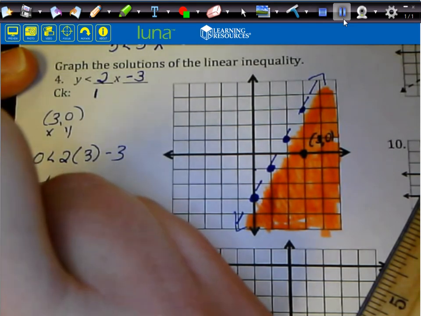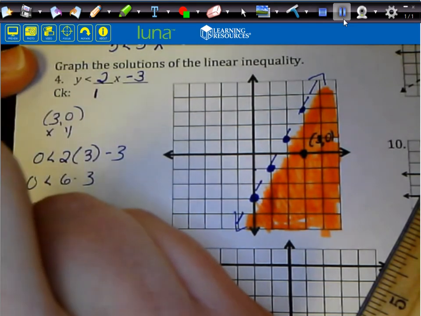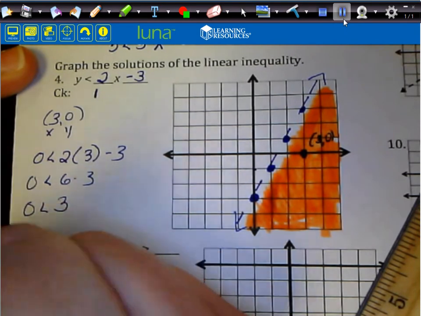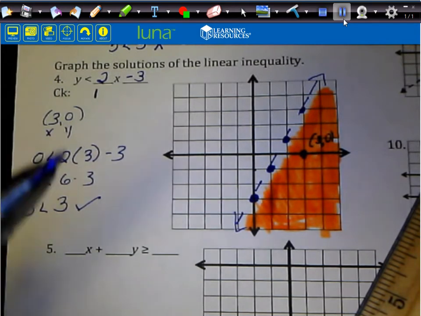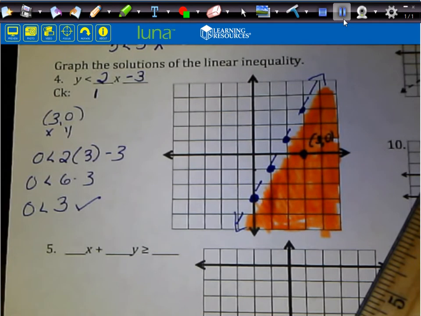So 0 is less than 6 minus 3. 6 minus 3 is 3. 0 is less than 3. And that checks out. So we're done with number 4. Please make sure that you have all of the graphing and the check done before you move on. If you need to pause the video now, you may do that.